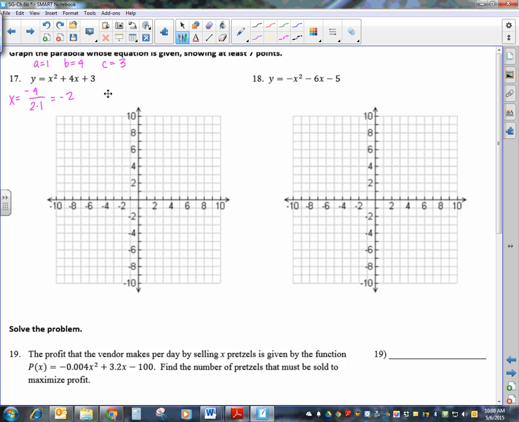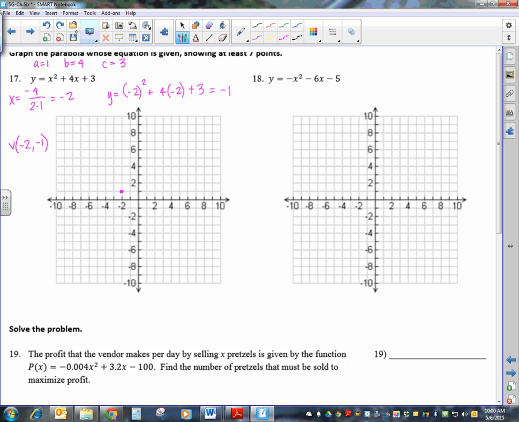And then I'm going to plug in y equals, now it's negative this time, so when you plug in a negative, you need to put parentheses around it, negative 2 squared plus 4 times negative 2 plus 3. And that gives you an answer of negative 1. So your vertex is (-2, -1). So negative 2, negative 1 is right here.